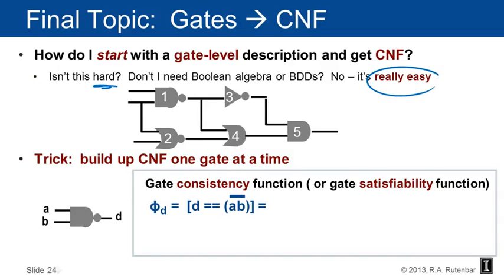And the big, wonderful, simple idea is that you can build up the CNF one gate at a time. So we need to introduce a concept here. And the concept is that there is a gate consistency function, which we will call, if the whole function is something called phi, the gate consistency function is phi sub name of output. So let's say that we've got this NAND gate here. It has inputs A and B, and it has an output called D, and so the gate consistency function is called phi D, and this is actually equal to D equivalent to the function of the gate.